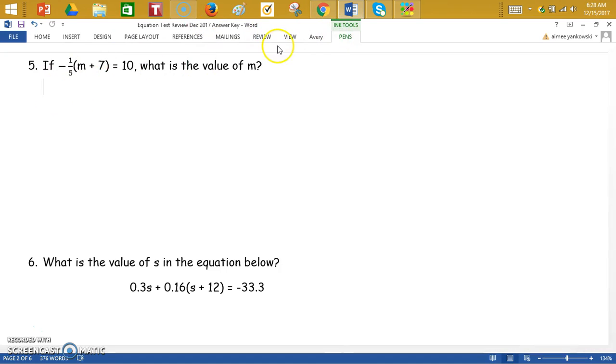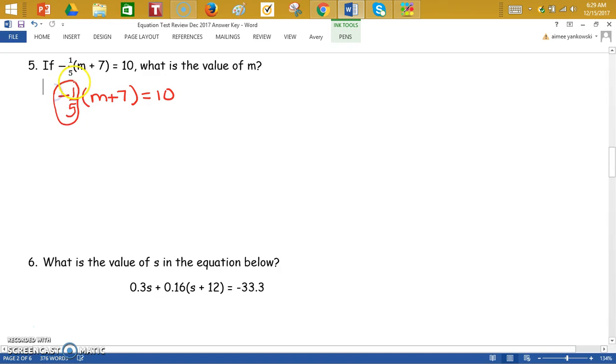So here's how I always solve these equations. I always take my negative 1/5 times the quantity m plus 7 is equal to 10. And my initial reaction to this is always to take the number in front of the set of parentheses and distribute it through to clear out those parentheses. So that's just how I go about the problem.